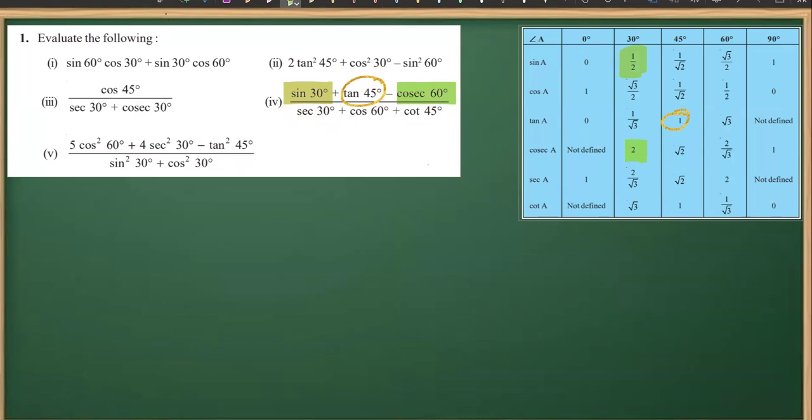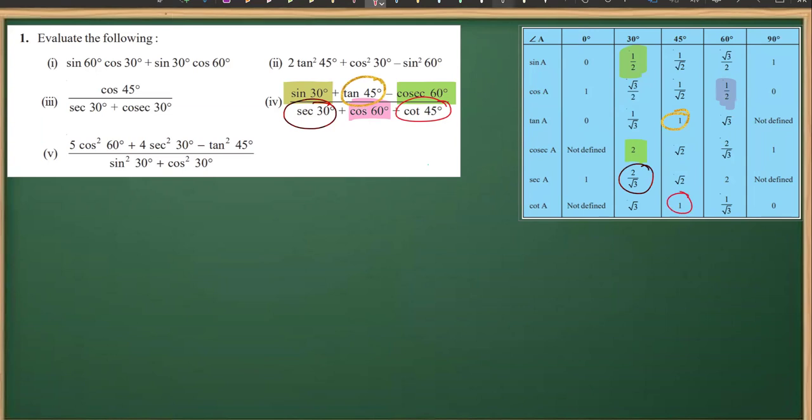2. Next we have sec 30 degree, and sec 30 degree is 2 by root 3. And the others are cos 60, and cos 60 is half again. And cot 45, the value of cot 45 should be 1.